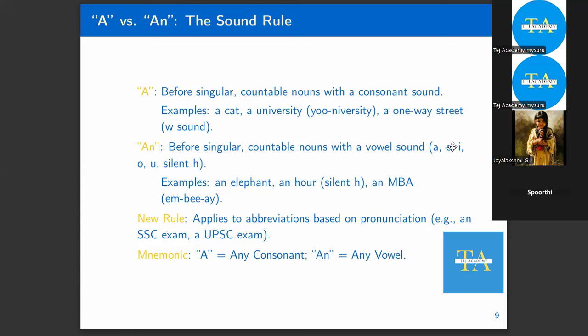But a UPSC exam, because again, U sounds like YOU, UPSC exam. That's how the usage of a and an varies according to the abbreviation. Okay. And if I give you one more example, what article is suitable for NRI? Can anyone tell me?